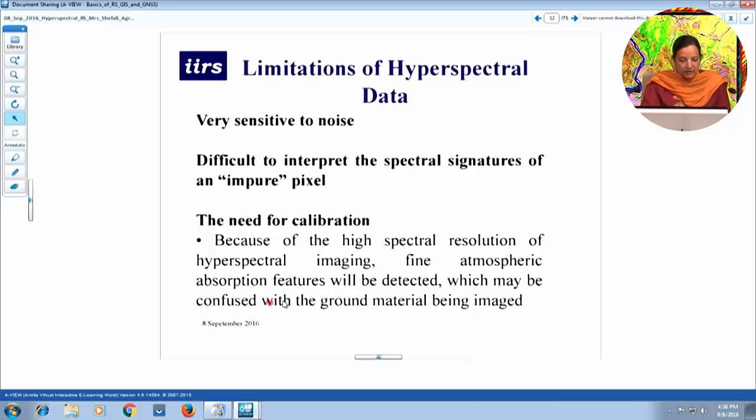You have atmosphere in between. Atmosphere interacts with the electromagnetic radiation. It attenuates the signal. So those kind of corrections need to be done with hyperspectral before it can be used for further analysis.